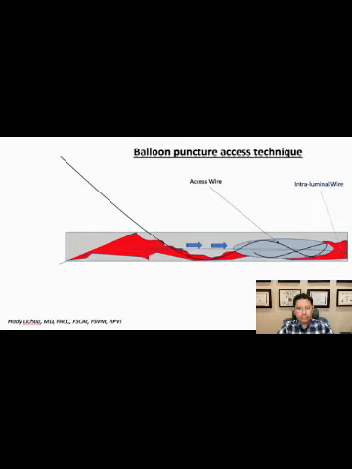And at which point the balloon is deflated from the initial access site, which is distal or proximal depending on what the operator is doing, and the balloon is removed, but the access wire remains in the lumen to allow for the operator to place a sheath in this vessel. We're going to illustrate this in a venous case.